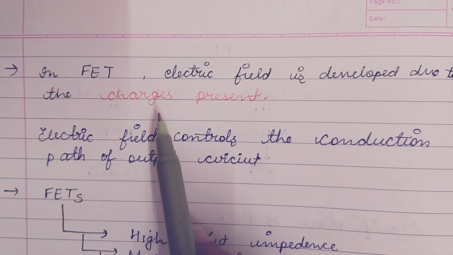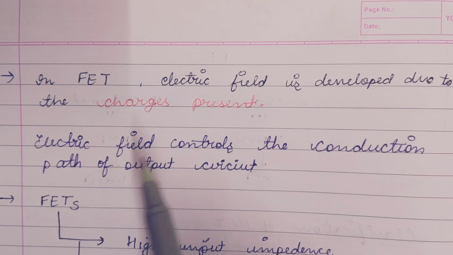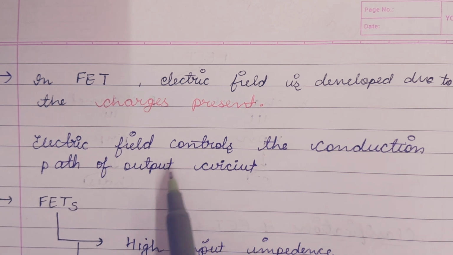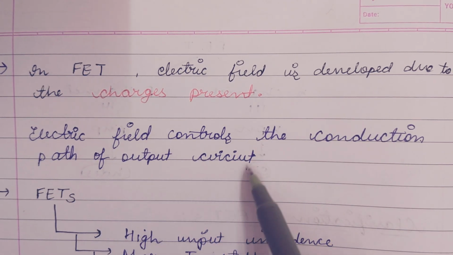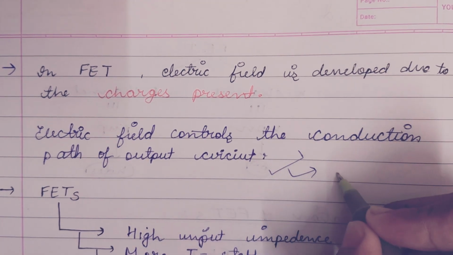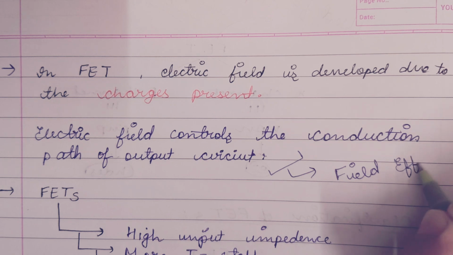In field effect transistors, an electric field is developed due to the charges present, that is, the electrons and holes present in it. And the electric field controls the conduction path of the output circuit, which is what gives the field effect its name.